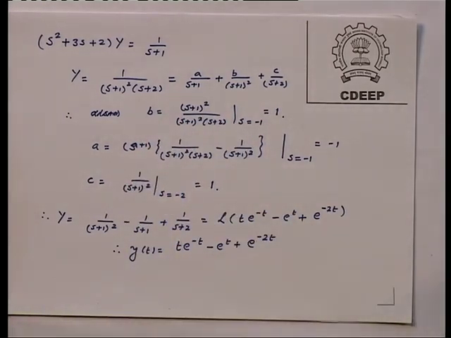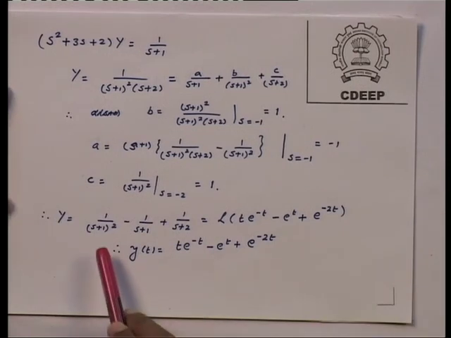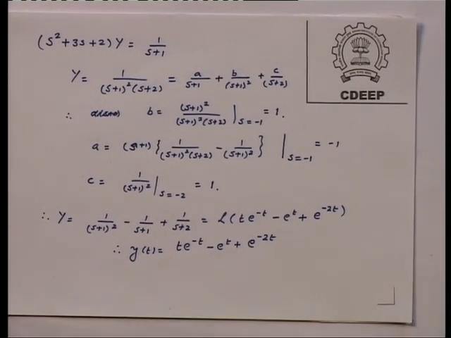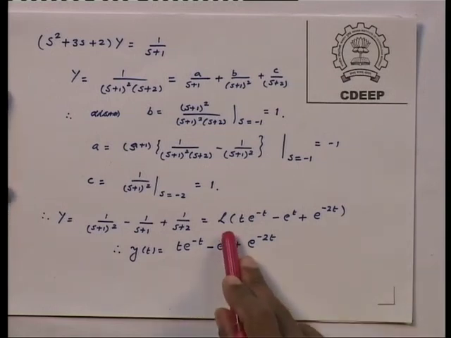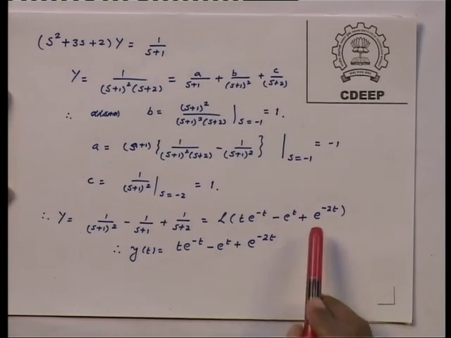If you do the algebra correctly, A will turn out to be minus 1, B will turn out to be 1 and C will turn out to be 1, and so your capital Y is exactly 1 over (s plus 1) squared minus 1 over s plus 1 plus 1 over s plus 2. So what is the function whose Laplace transform is 1 over (s plus 1) squared? t e raised to the power minus t. So this is nothing but Laplace of t e to the power minus t minus e to the power minus t plus e to the power minus 2t.